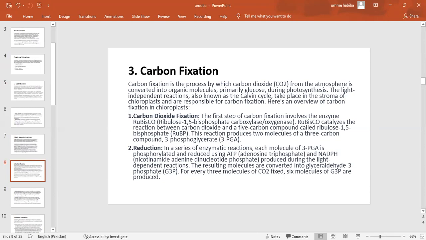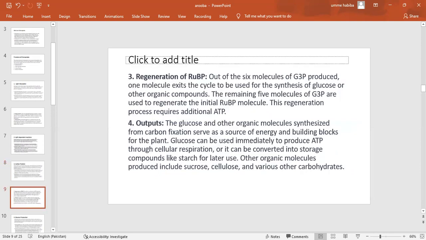Reduction. In a series of enzymatic reactions, each molecule of 3-PGA is phosphorylated and reduced using ATP and NADPH. The resulting molecules are converted into glyceraldehyde 3-phosphate. For every 3 molecules of CO2, 6 molecules of G3P are produced.